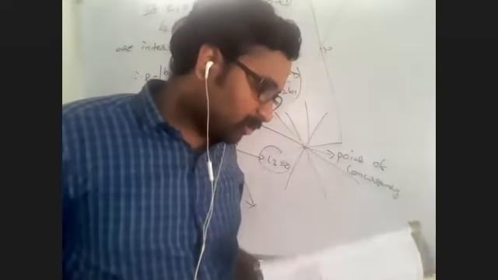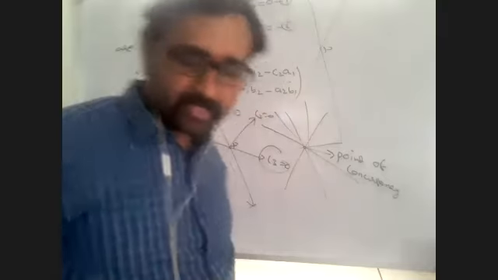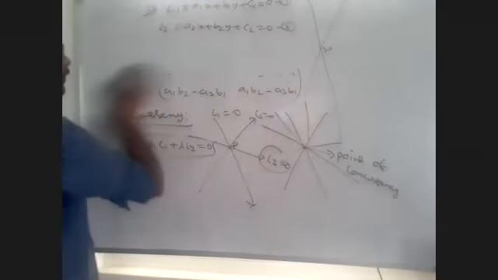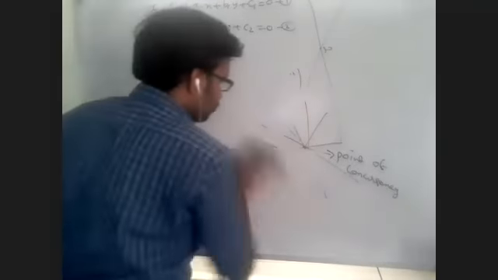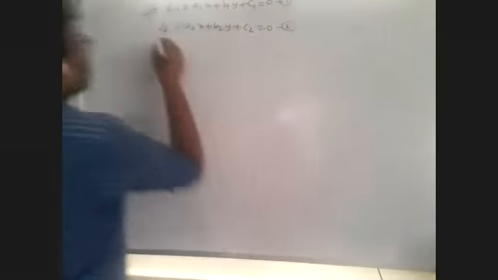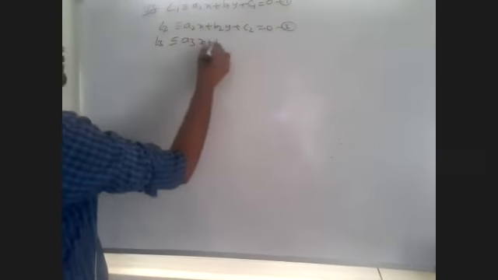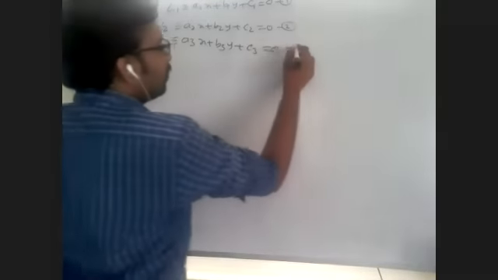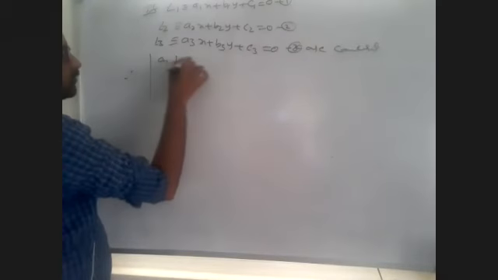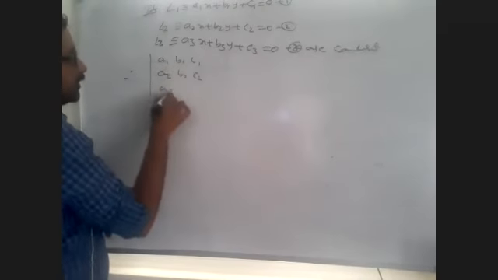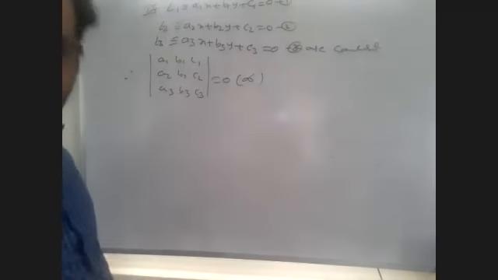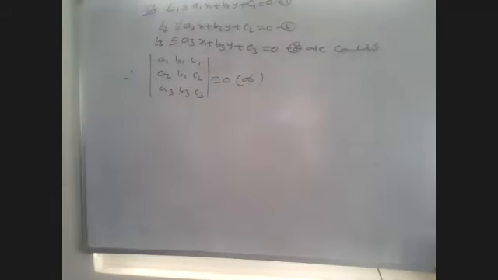And if three lines are concurrent, then we have one condition, the determinant condition. If three lines L1, L2 and L3: A3x plus B3y plus C3 equal to 0 are concurrent, then the determinant of A1, B1, C1, A2, B2, C2, A3, B3, C3 should be 0. Or one more way is there. That is what?